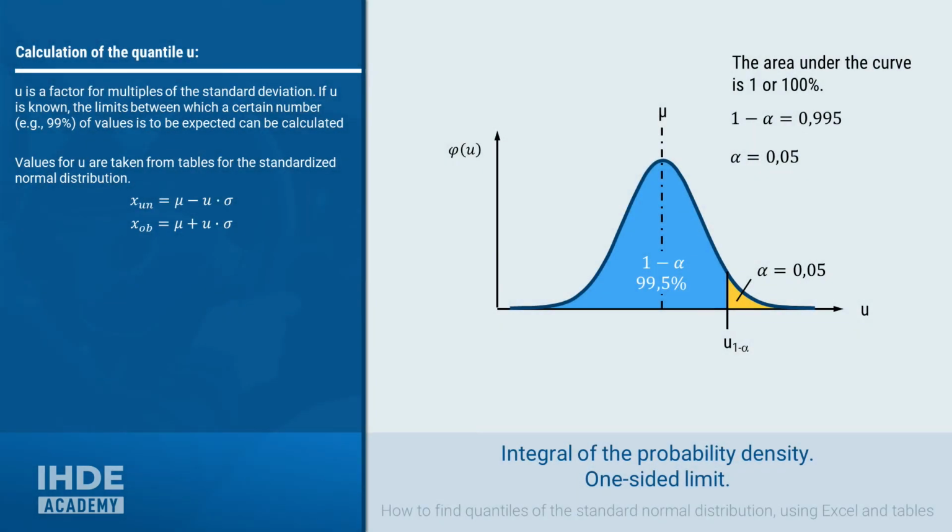So, here the x-axis is now labeled u. The value of u we are looking for is 1 minus alpha, which is 0.995. And it is precisely this value that we will now determine in various ways in the following.